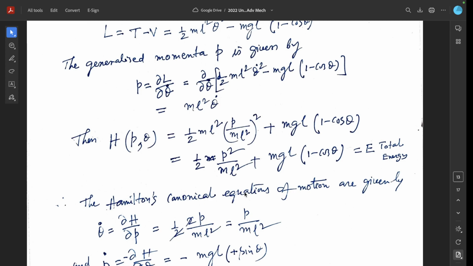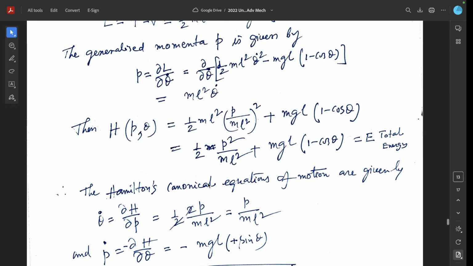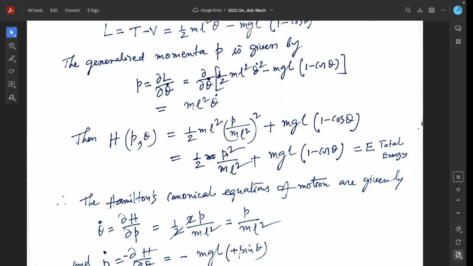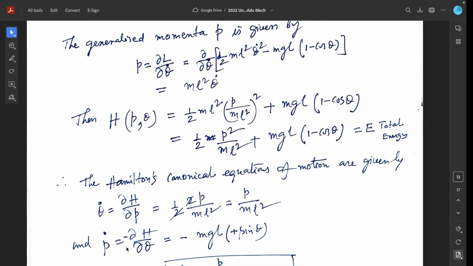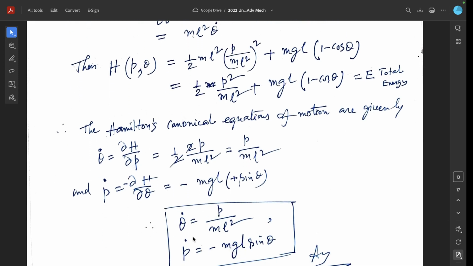The Hamilton's canonical equations of motion: theta dot equals del H by del P. Differentiating partially with respect to P, we get half into 2P by m l squared, which is P by m l squared. And P dot equals minus del H by del theta. So these are the Hamilton's canonical equations of motion, theta dot and P dot equal to this.